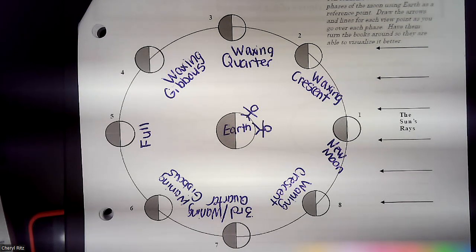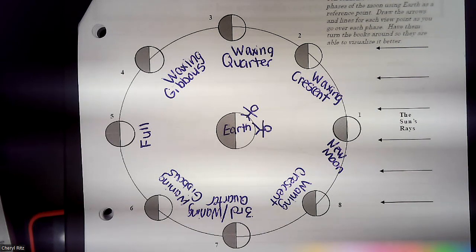Good. So I gave you the hint that the letter G is almost a full circle, just like a gibbous is almost a full moon. And then the other one that people screw up is the quarters. What do those look like? Half and half. How do we tell the difference between waxing and waning? Waxing, the light is on the right. Waning, the light is on the left. So you gotta be able to do that.